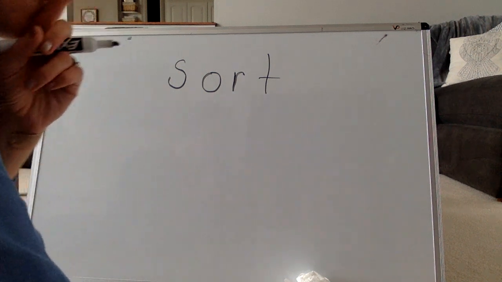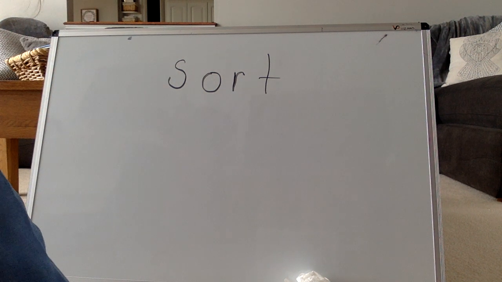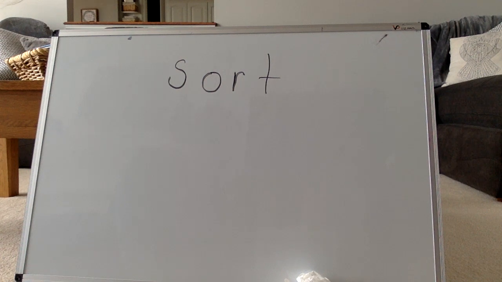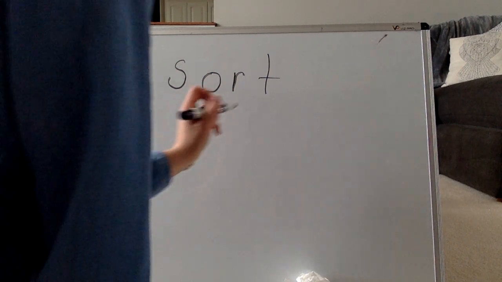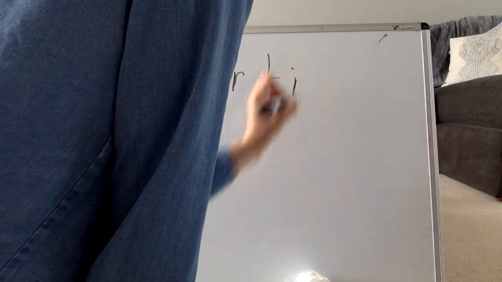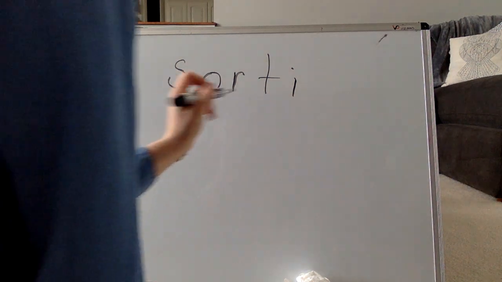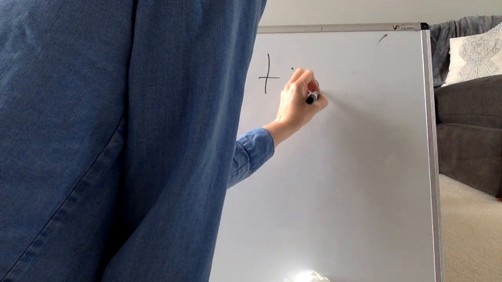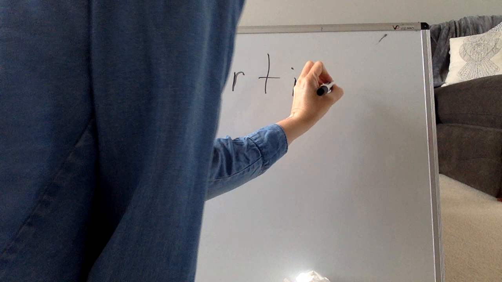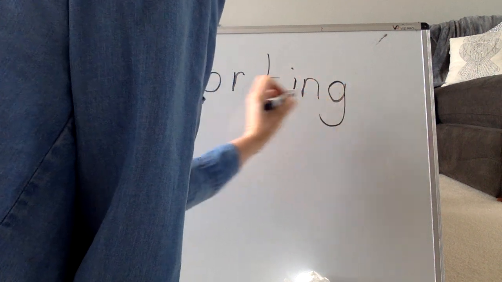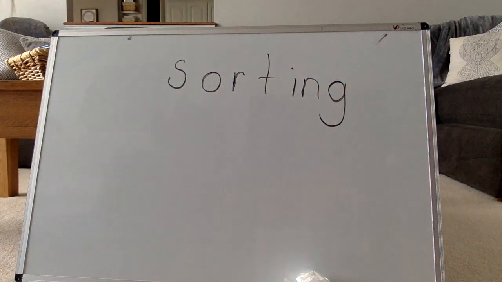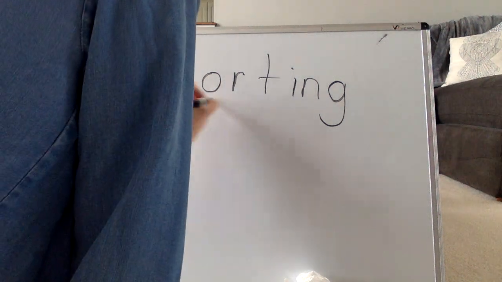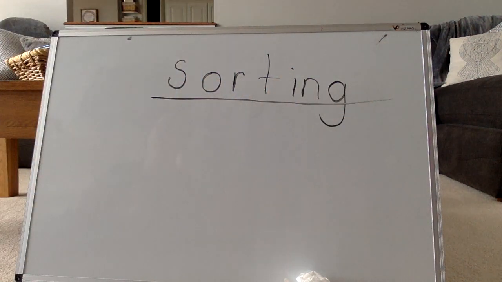If I want it to say sorting, I have to add the ing ending. I wonder if you can remember which letters say ing. I, I, I. Oh, I, I, I. I, N, G. Good job. I hope that you remembered ING says ing. So now our board says sorting.